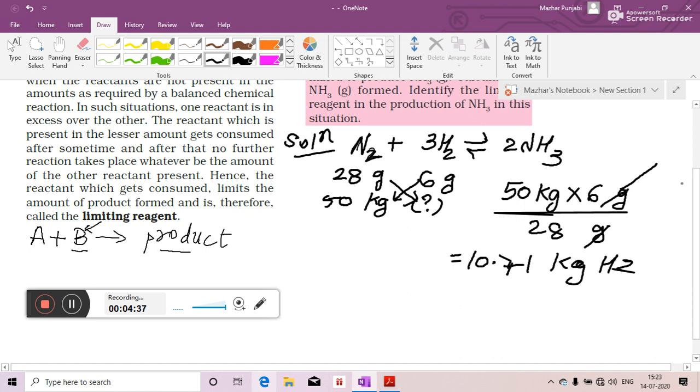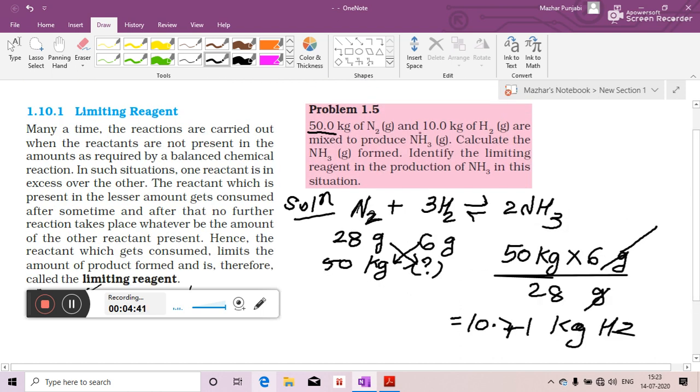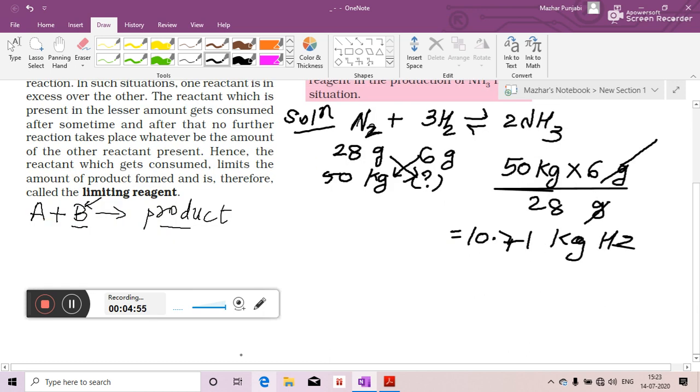But in the question, the given mass of hydrogen is only 10 kilogram. So that means the mass of hydrogen is less as compared to a balanced equation. That means hydrogen is a limiting reagent. Therefore, hydrogen is a limiting reagent.